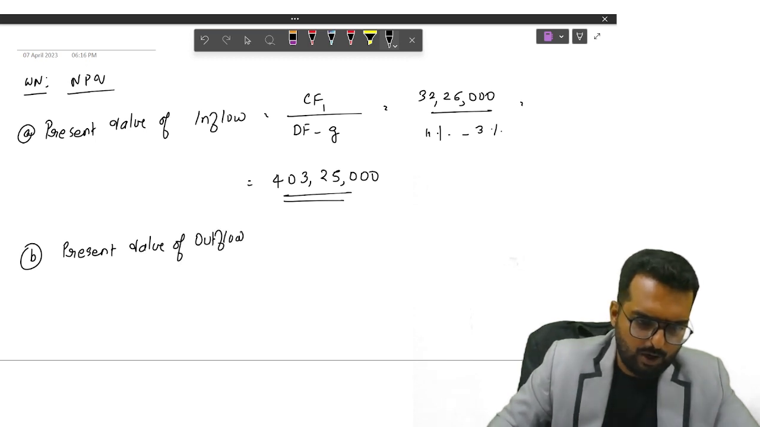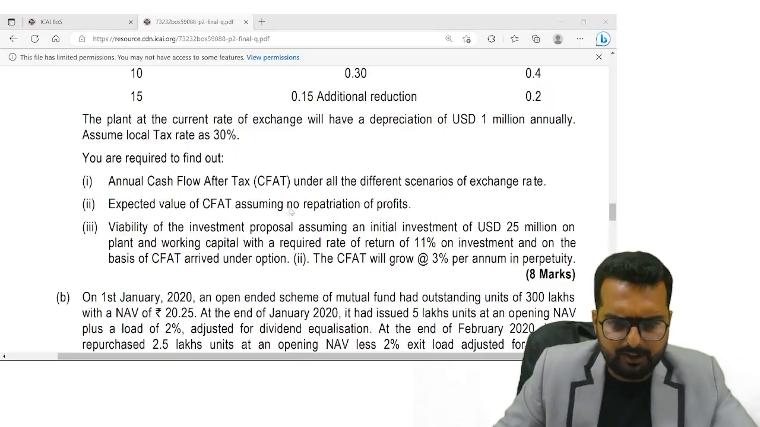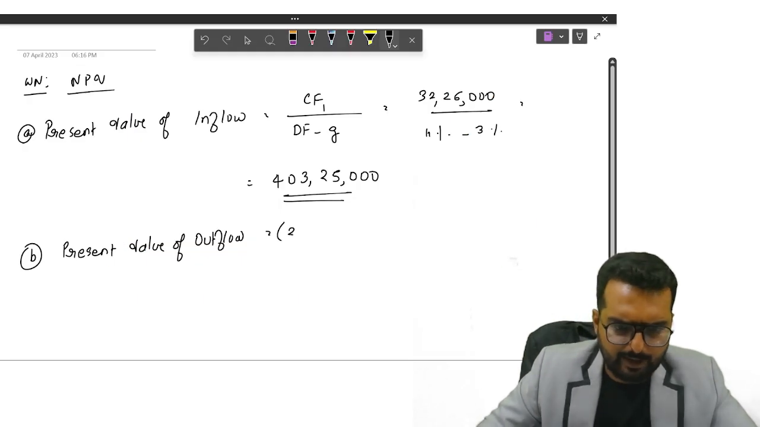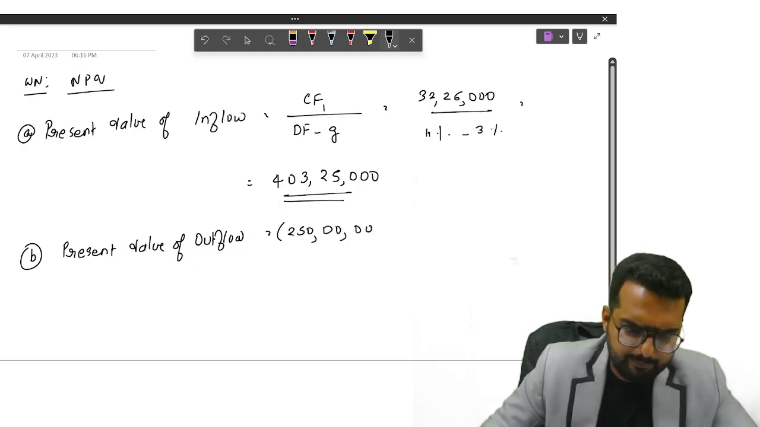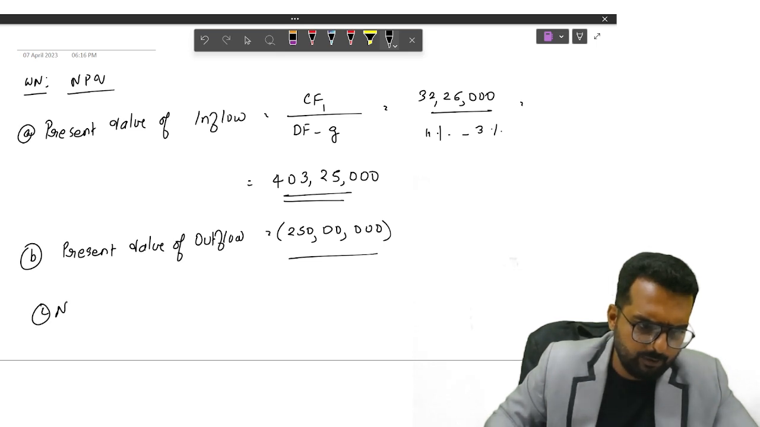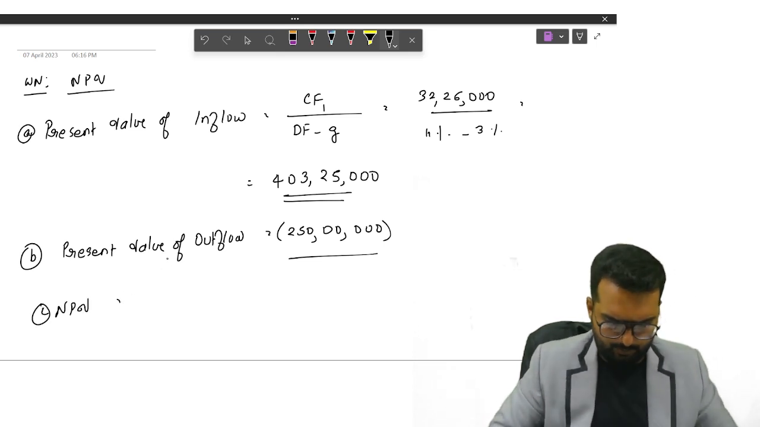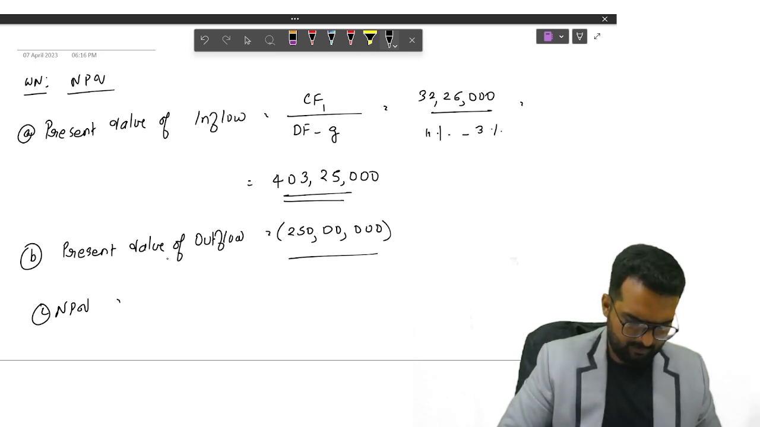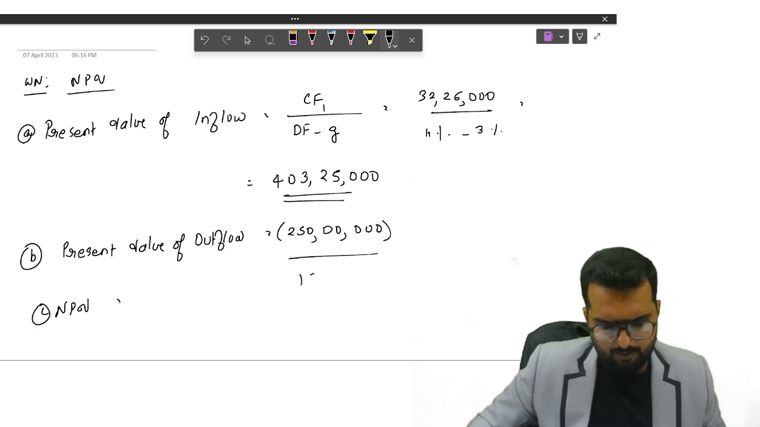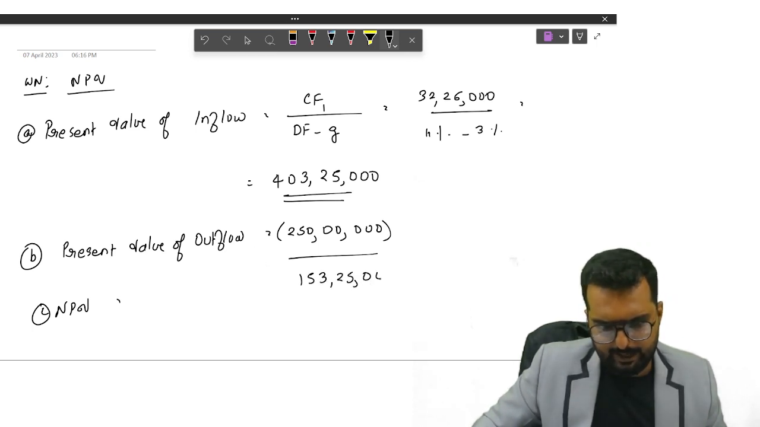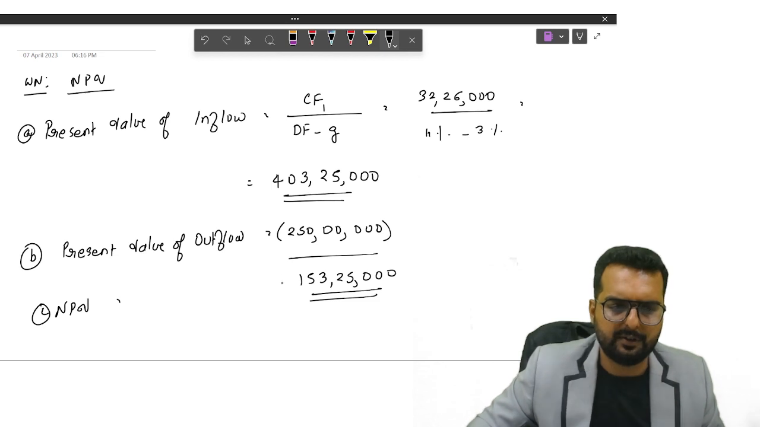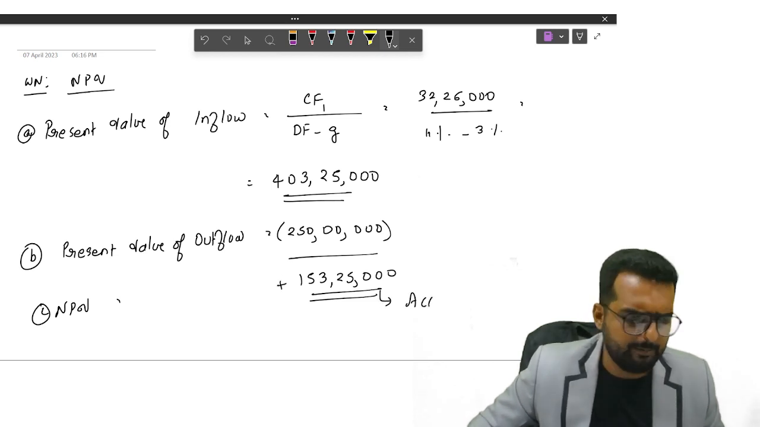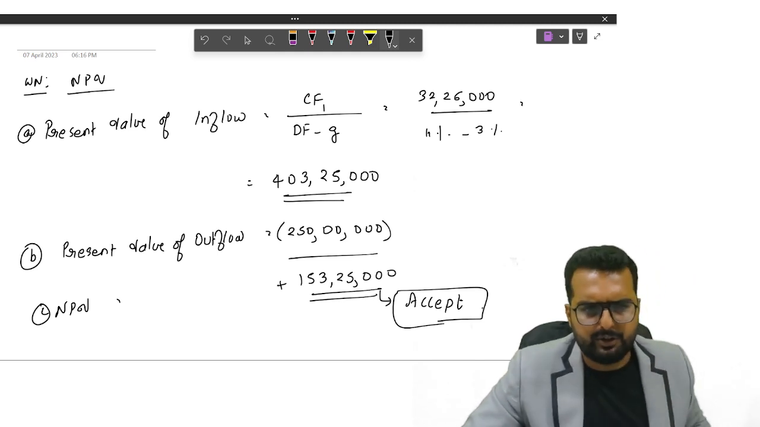Step number B will be what? Present value of outflow. How much is the outflow? They have told over here 25 million. That is 250 lakhs. Correct? So therefore you tell me, friends, how much is the NPV you will get over here? $153,25,000 positive. Should you accept the project or reject the project? You must accept the project.